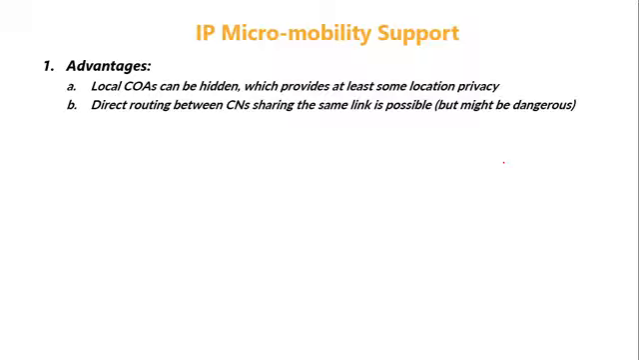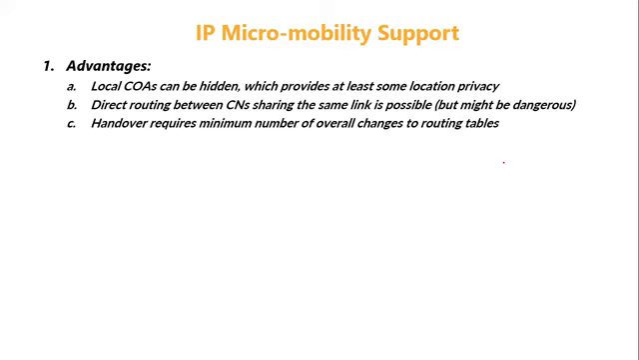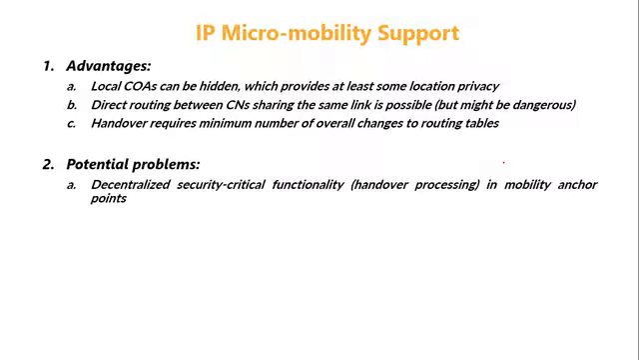Direct routing between CNs sharing the same link is possible. Direct routing between two correspondent nodes is possible, but it is dangerous. Handover requires a minimum number of overall changes to the routing tables. The changes are not much; they are quite minimal. There are some problems also.